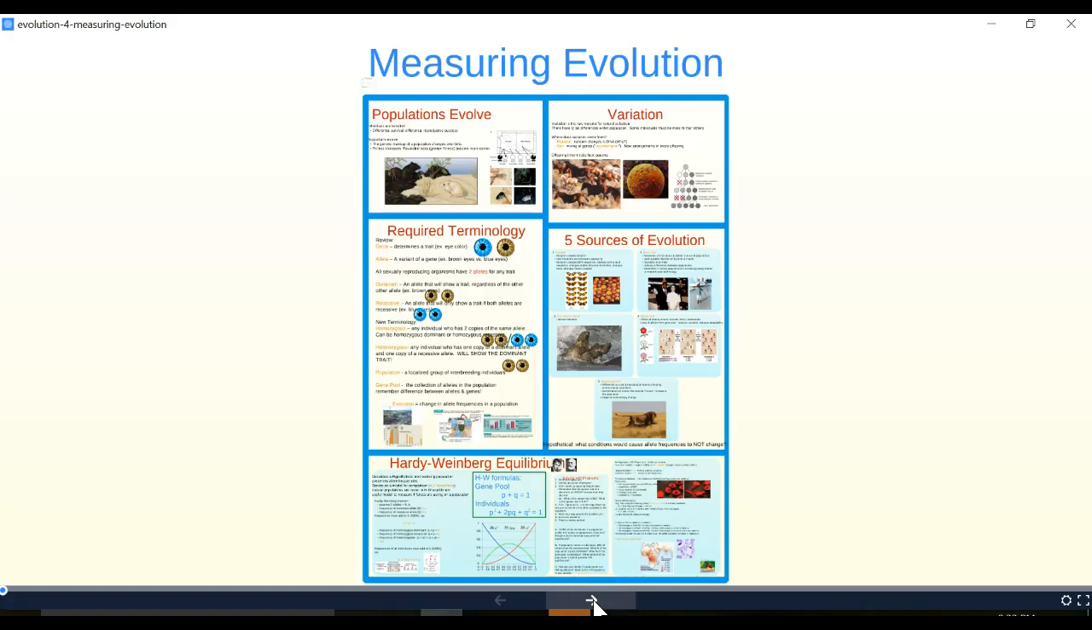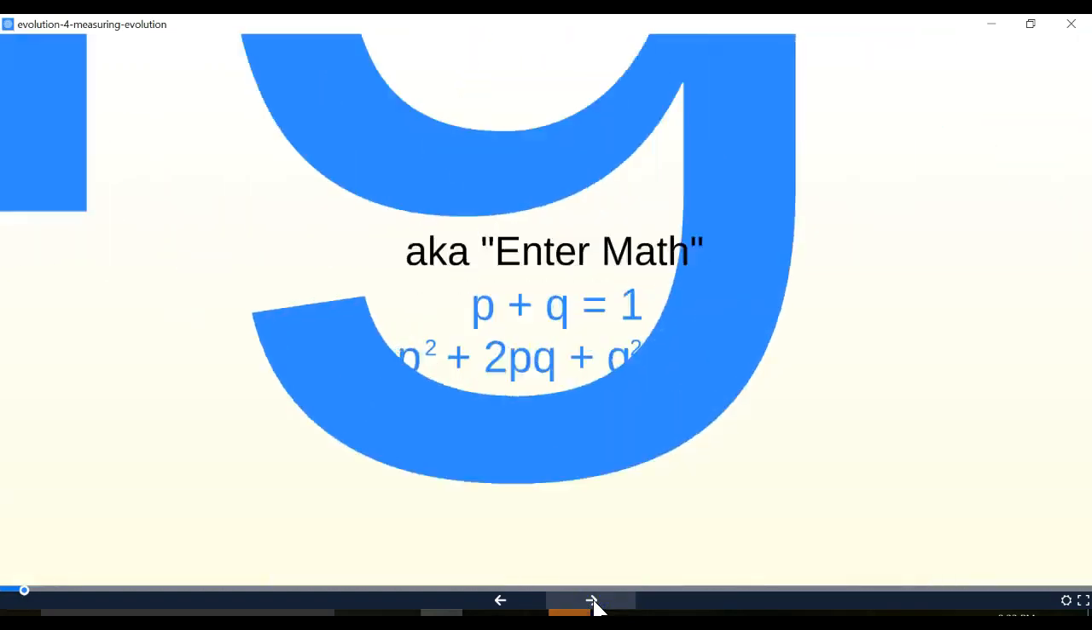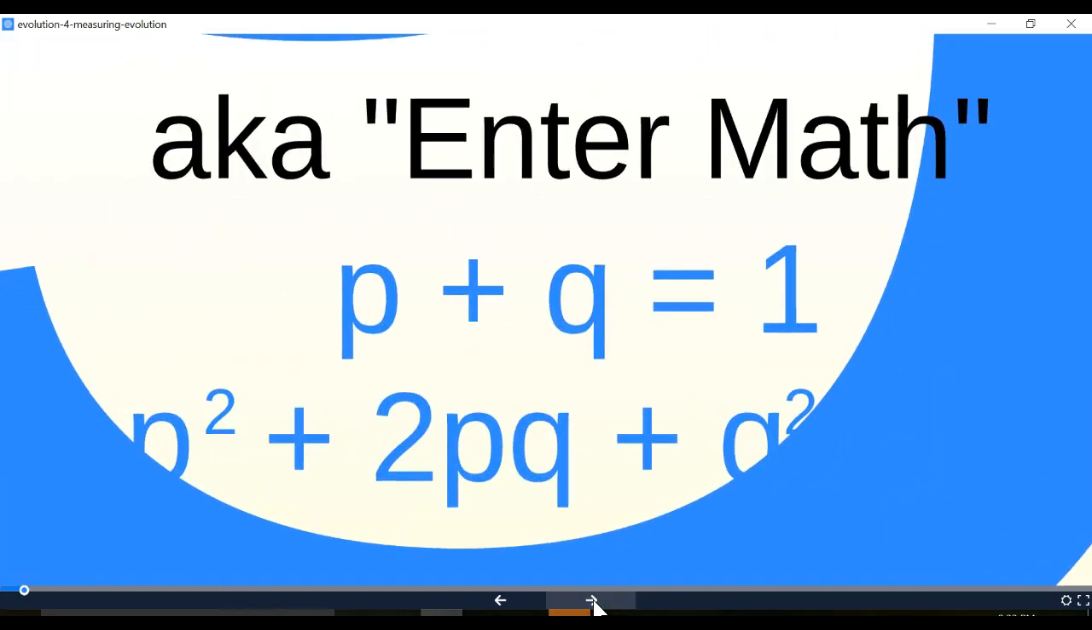Welcome everybody to Evolution Prezi number 4, Measuring Evolution, aka Enter Math. These two equations you are going to use for the rest of this chapter.